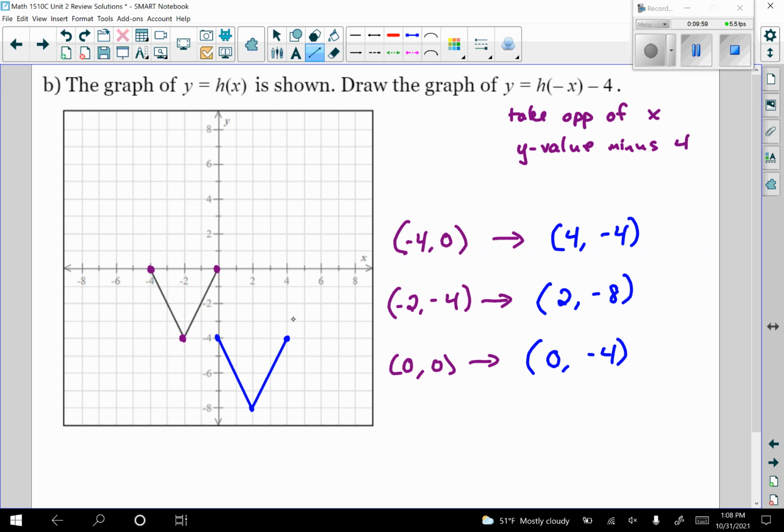So what happened here was when we have the negative x, we reflect over the y-axis, and then we're going to shift down 4 units.